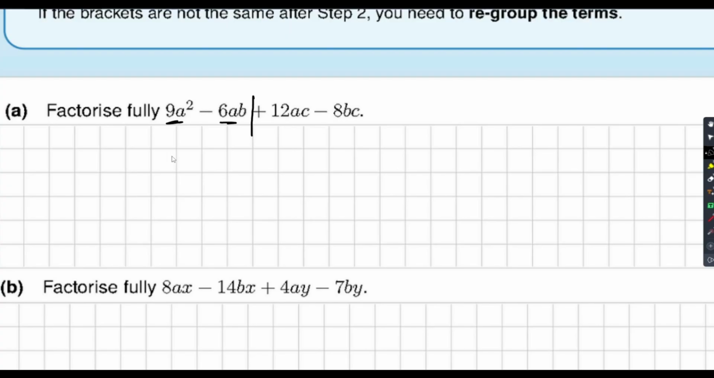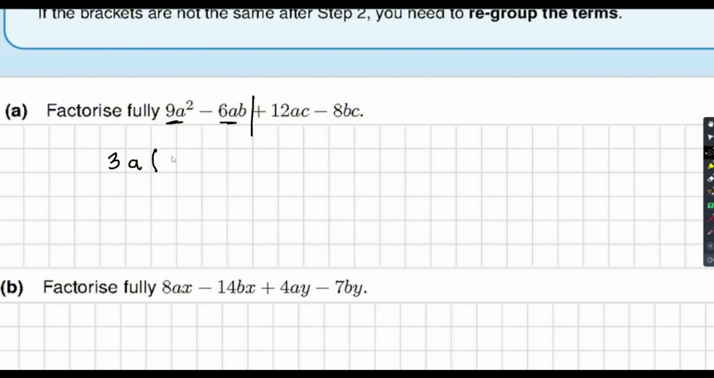So again, this is method number 1. What can we pull out of 9 and 6? So we look at the numbers first. What number can we pull out of both of them? We can't pull out 6 because 9 divided by 6 doesn't work. The highest number is 3. Then we look at the letters. We have an a squared and an a. So what do we do with letters? We take the lowest power, so a. And then this thing has a b. This doesn't have a b, so we can't take it out. So that is our highest common factor, 3a.